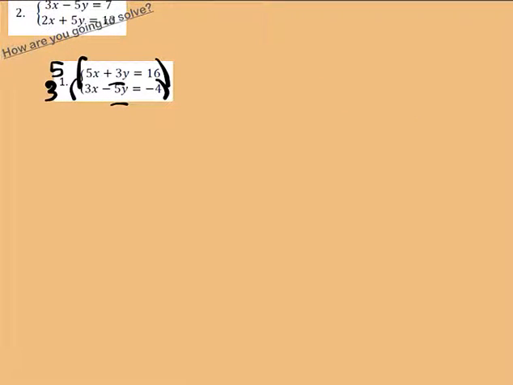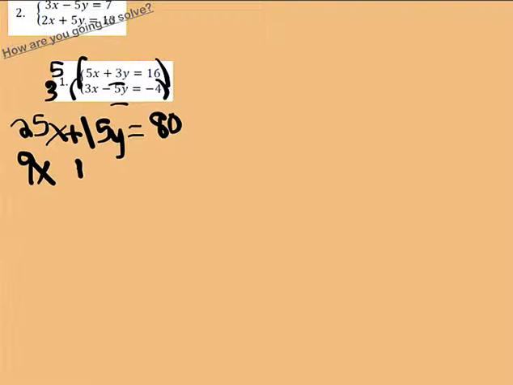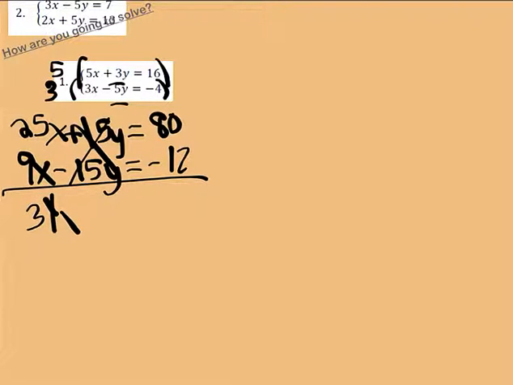So then when I do that, I end up getting 25x plus 15y is equal to 16 times 5, which is 80. The second equation, 9x minus 15y is equal to negative 4 times 3, which is negative 12. Okay, so now I can go ahead and add down the columns. 25x plus 9x is going to give me 34x. The 15y's are going to cancel out because they're opposites. And then 80 minus 12 is going to give me 68.